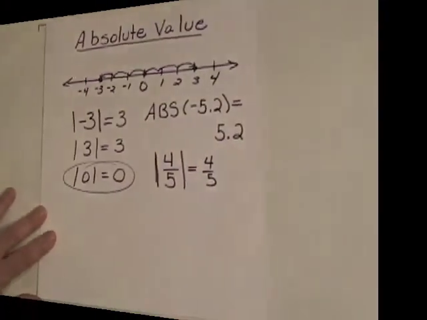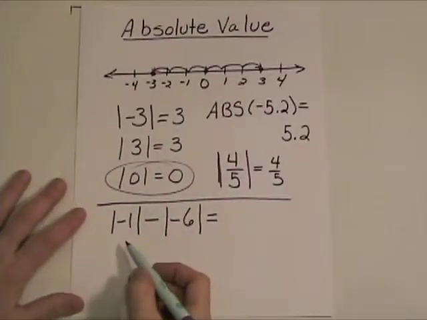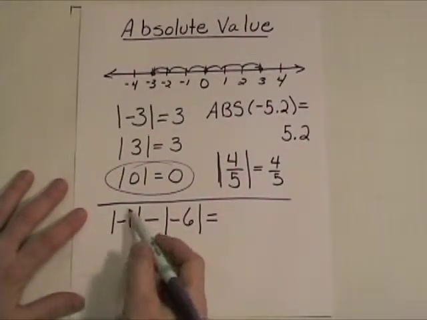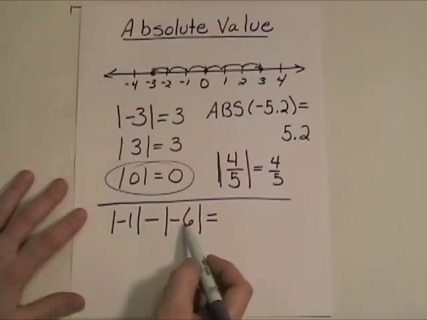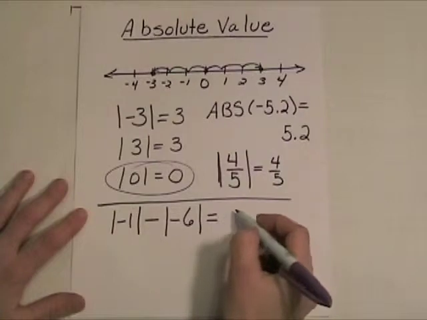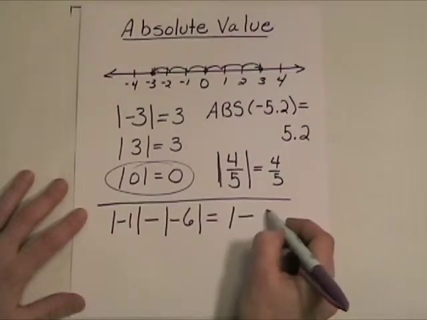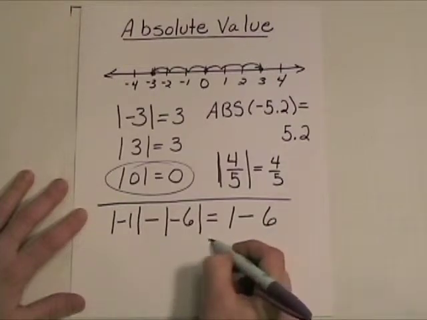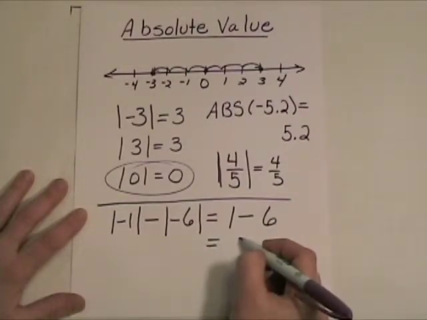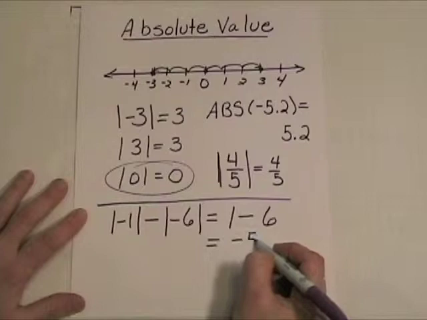Alright, let's go ahead and subtract two absolute values. What about the absolute value of -1 minus the absolute value of -6? That would be equivalent to 1 take away 6. In this case, we would get -5.